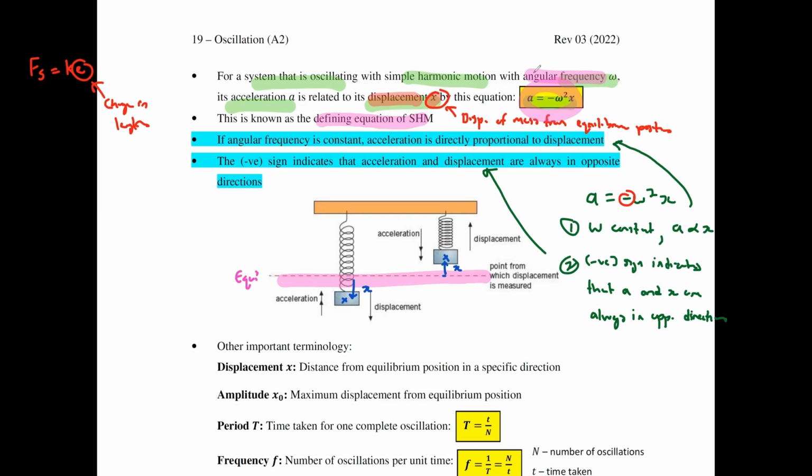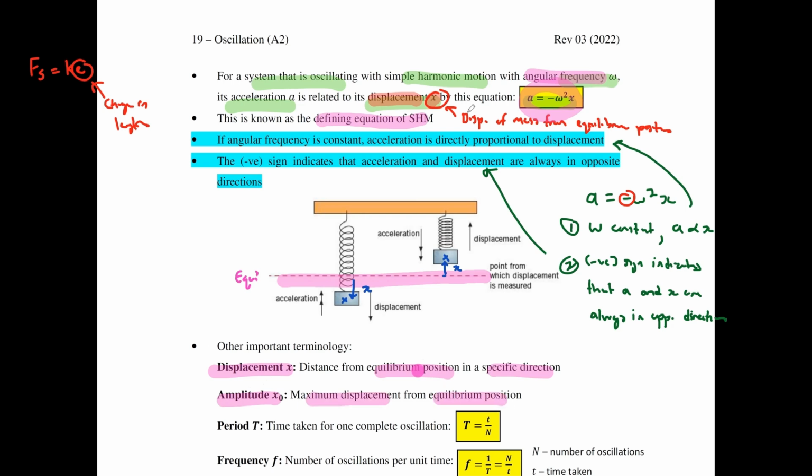Some of the terminologies that you will normally see in simple harmonic motion are listed below. As I mentioned to you, displacement x is the distance from equilibrium position in a specific direction. It is always measured from equilibrium. This is very important. When you're talking about something oscillating, there will be a term called amplitude, which you have learned in the waves chapter in AS. Amplitude is the maximum displacement from equilibrium position.